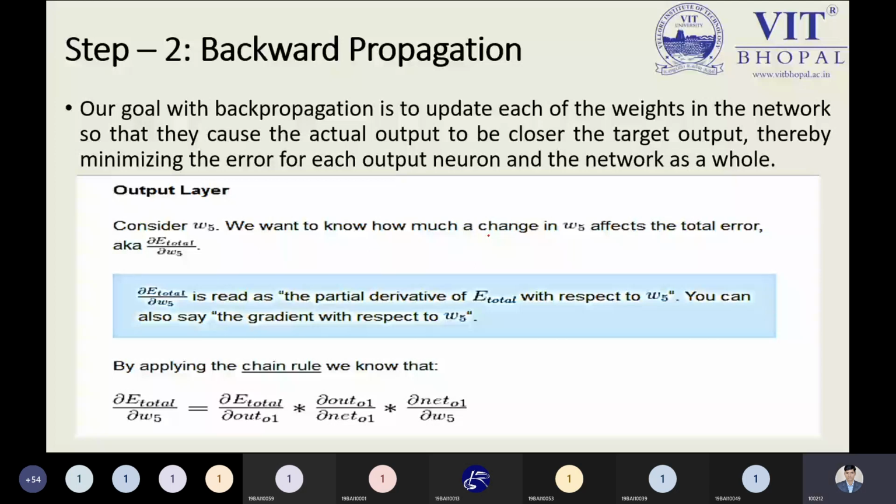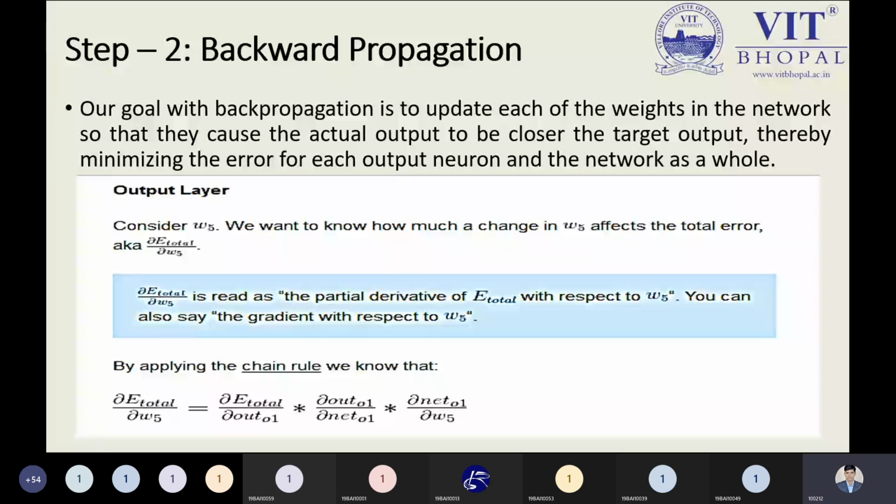So let us see how we can do this activity. The partial derivative of E total with respect to W5. Why am I taking the partial derivative? Because O1 and O2 are my nodes at the output, and if I integrate the error of both output nodes, I get E total.